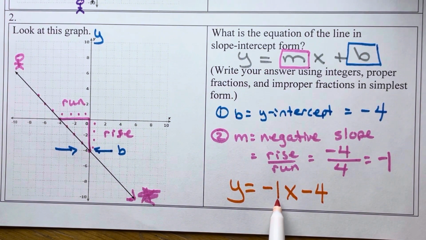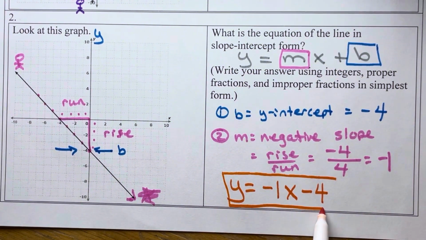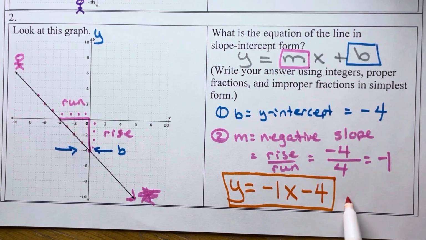Truthfully, you don't have to show the 1 in front of the x. You could just say -x minus 4, and that would also be very correct and very acceptable. The 1 can be understood. And there you go.